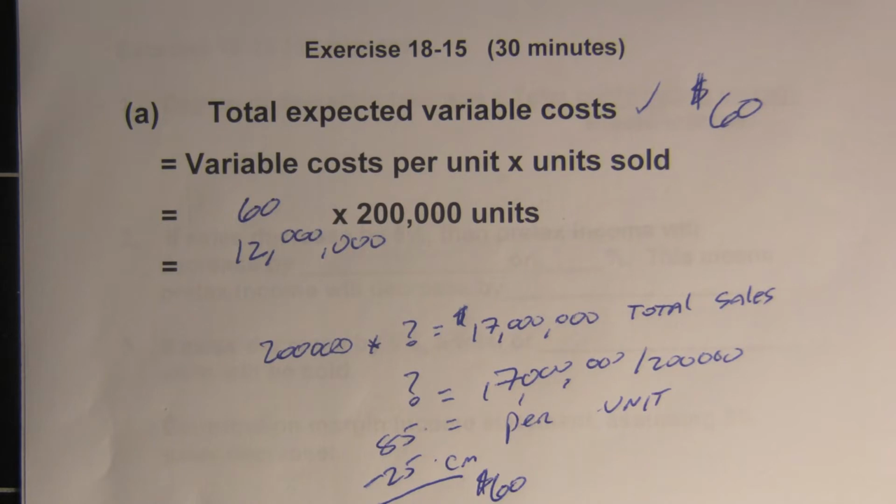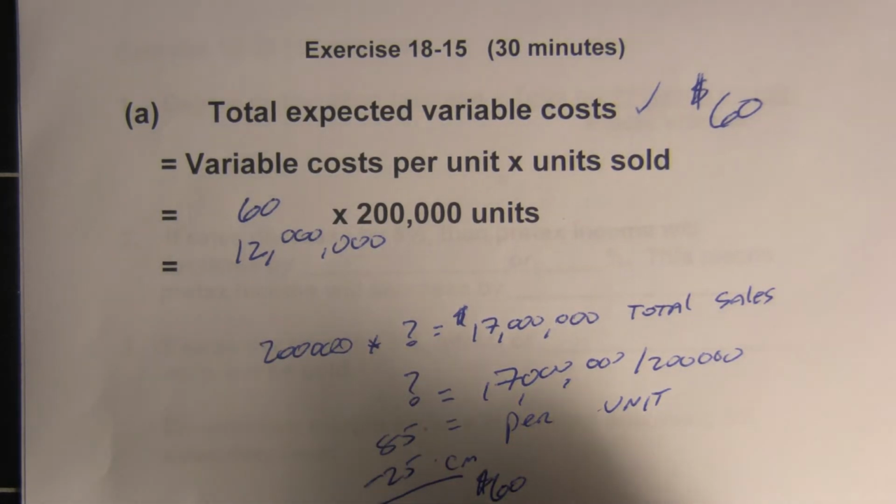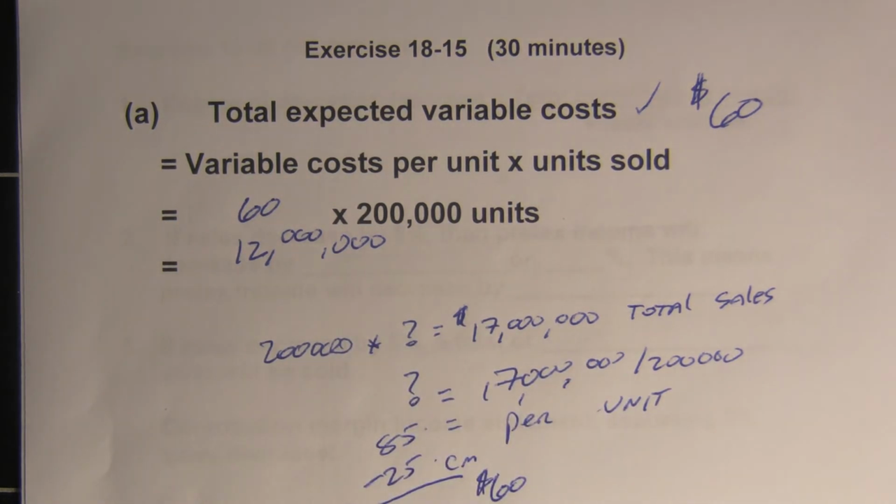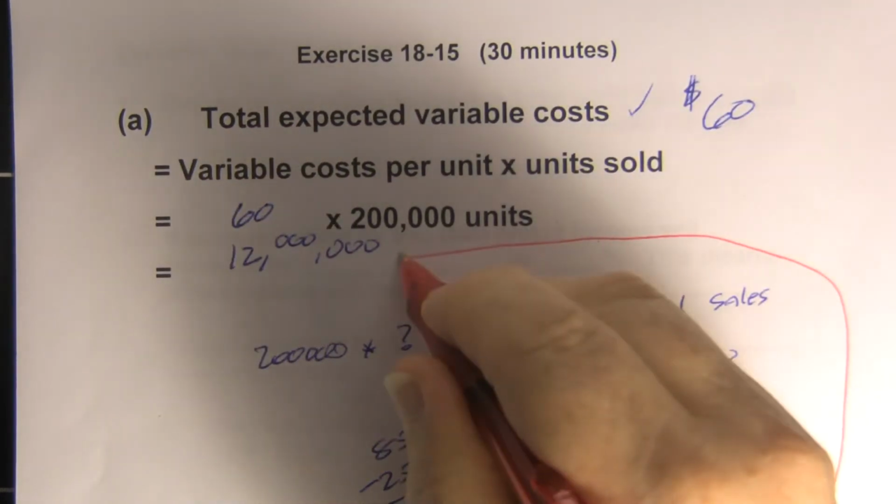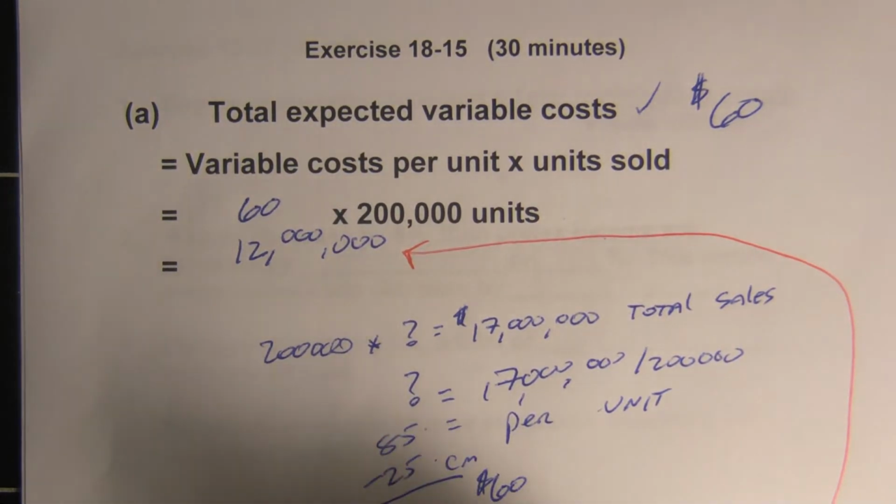The second part, it asks us, what are the fixed costs? Again, we have all the information, it just doesn't look that way at first. We know that sales are going to be a total of 17 million. They tell us that. We know that the total variable costs are going to be 12 million. We just figured that out. So that's your variable cost.